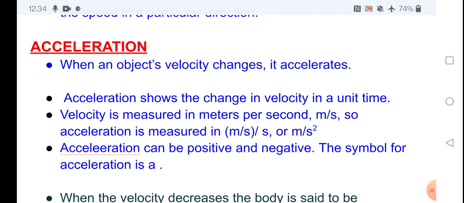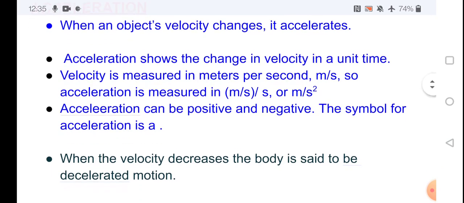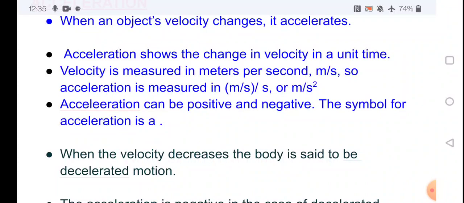Velocity is measured in meter per second, that is m divided by s. So acceleration is measured in meter per second square. Velocity unit is meter per second. Time unit is second. So acceleration is equal to velocity divided by time. So the acceleration unit is meter per second square. Acceleration can be positive or negative. The symbol for acceleration is a.